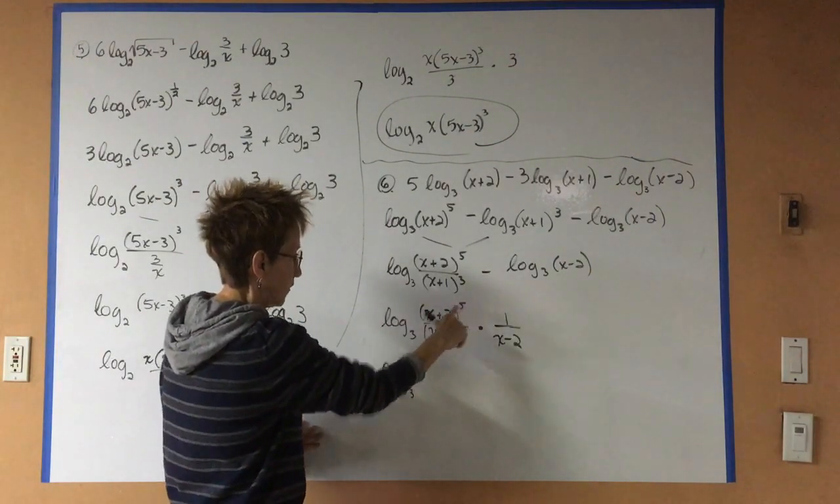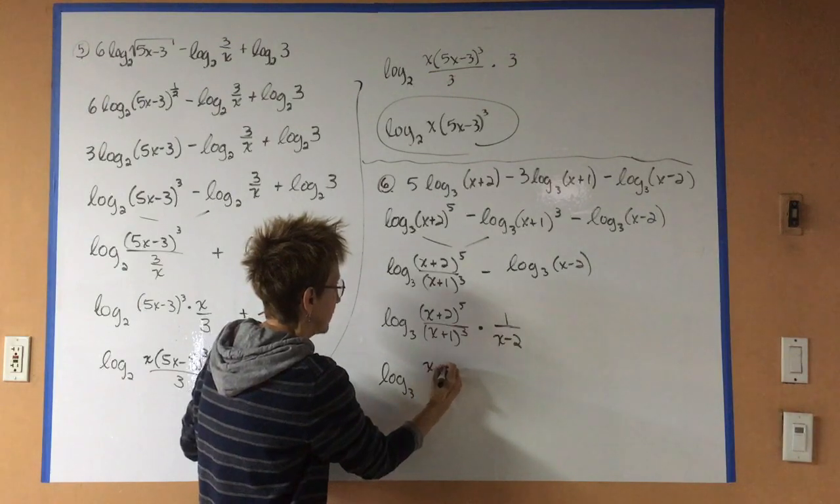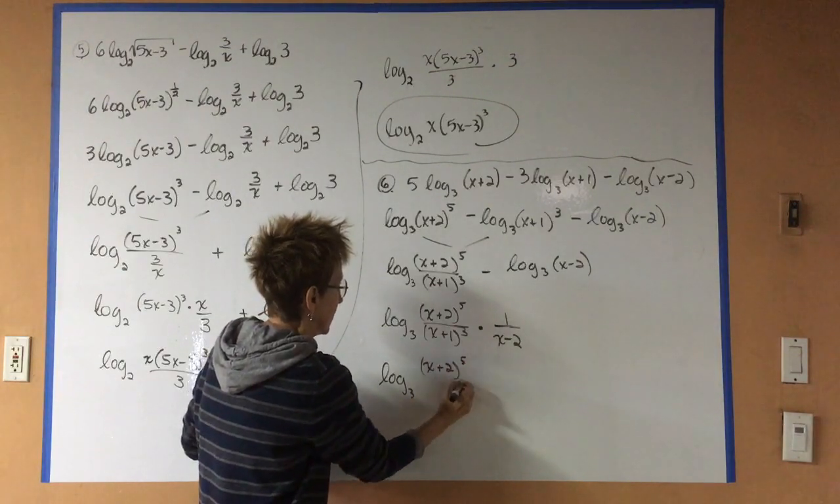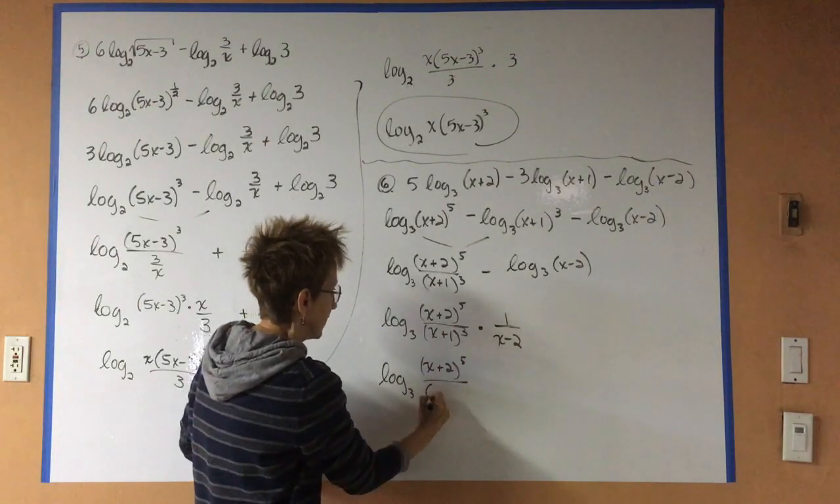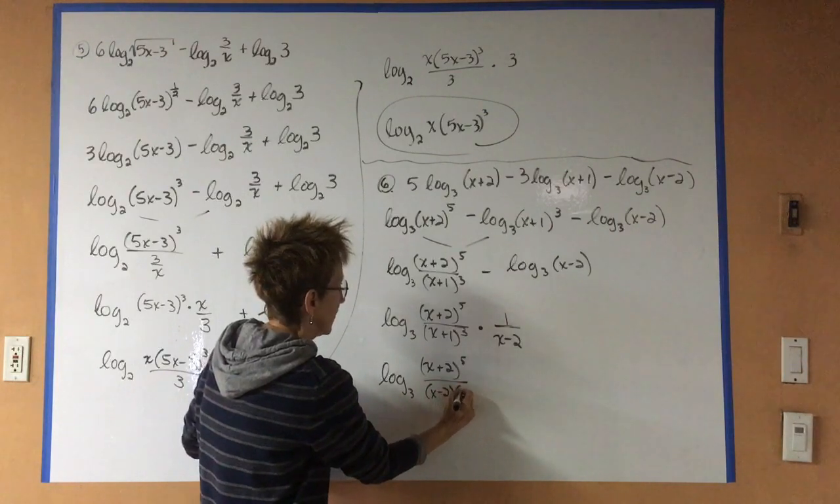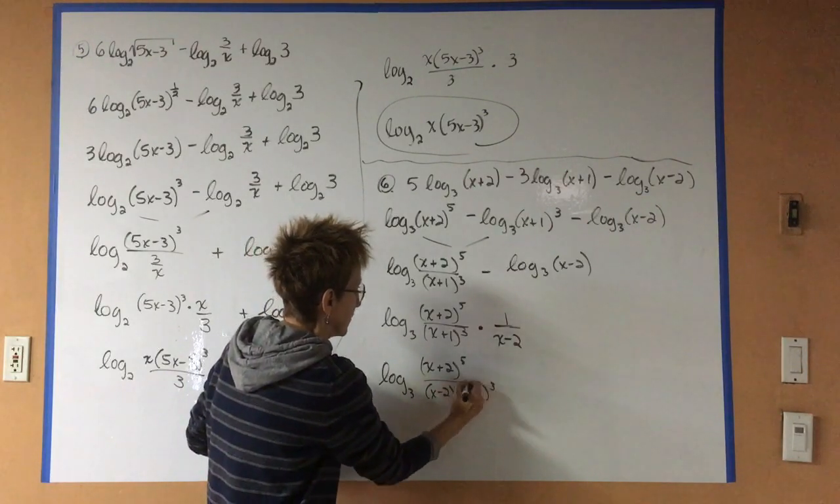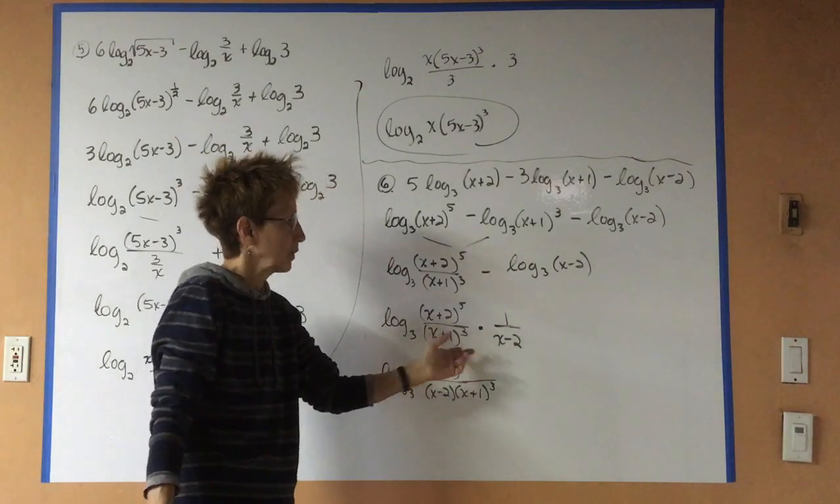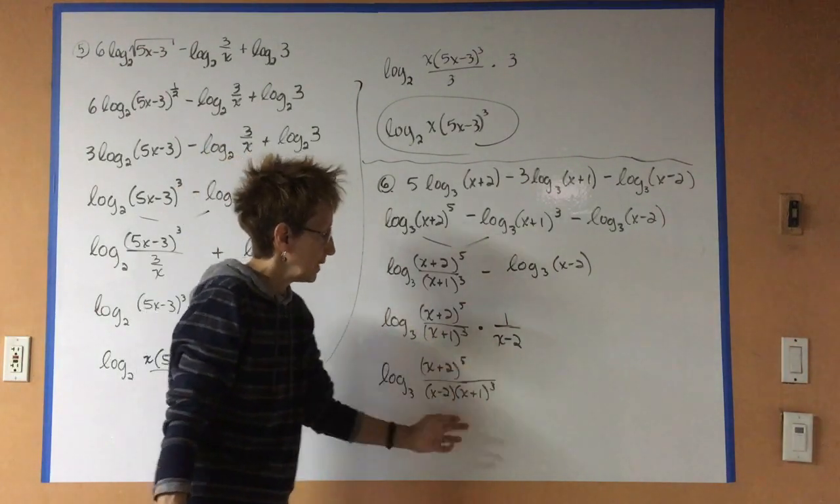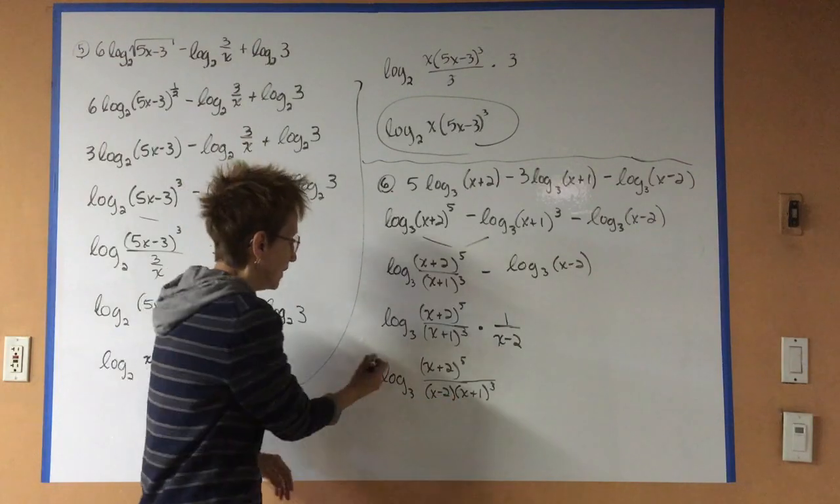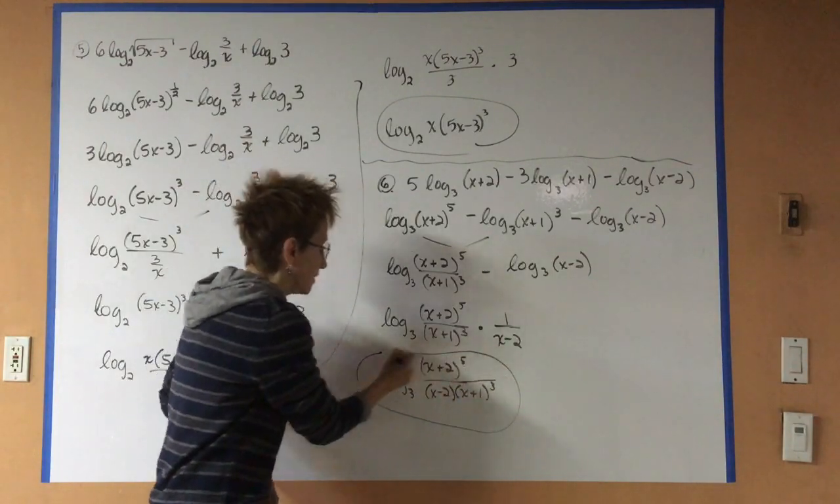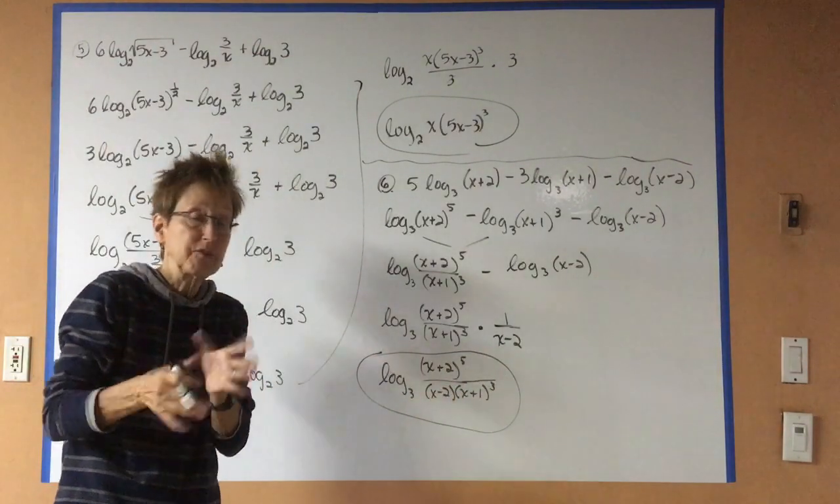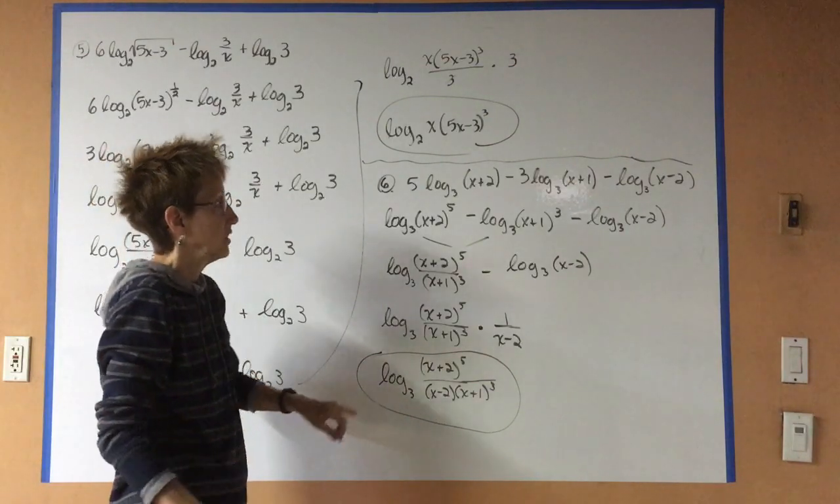Nothing cancels, so I'm going to have in the numerator (x plus 2) to the 5th, and in the denominator I'm going to have (x minus 2) and then (x plus 1) cubed. Notice I wrote those in a different order just because it looks nicer. You could have written (x plus 1) cubed and then parentheses (x minus 2), but I chose to write it this way. There's my final answer. Single log, easier to deal with if I'm trying to solve a log equation.